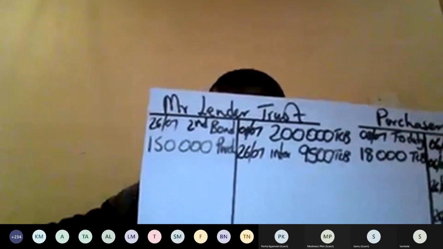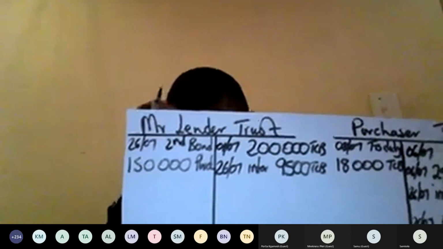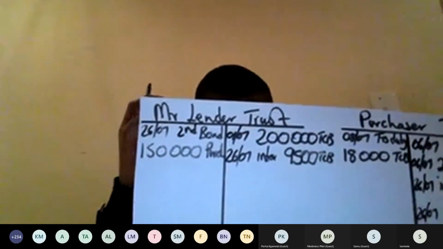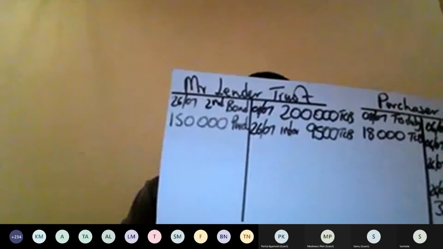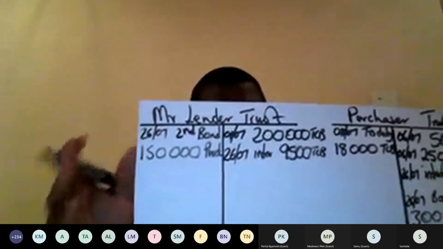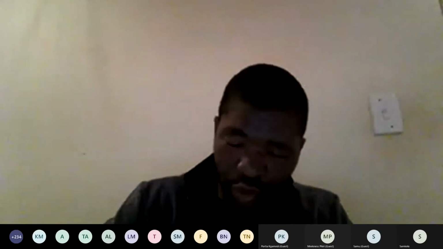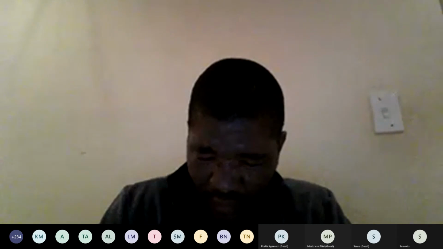Now, after debiting that account, you go to the purchaser's trust ledger account, where you are going to credit. Let's go to the purchaser's trust and credit that 150,000 as stated in the journal. The journal says credit the purchaser's trust. Now we go to the purchaser's trust, we are going to credit 26 of 7, second bond.